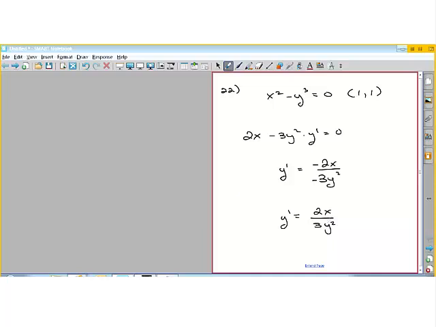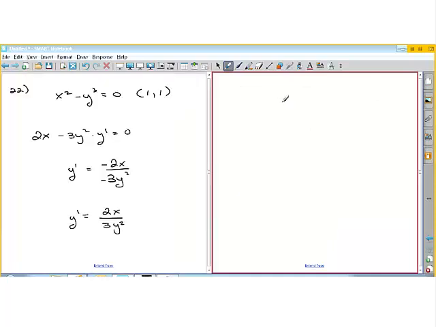Okay, so what is the value of the derivative at that point? You just plug the numbers in. So 2 times 1 divided by 3 times 1 squared, which is just 2/3. So that's the slope of the tangent line to this curve at x equals 1, y equals 1.